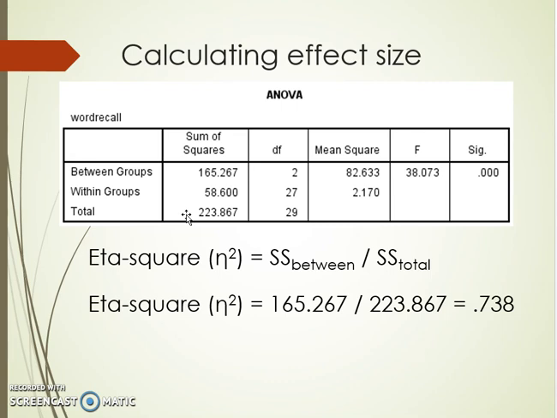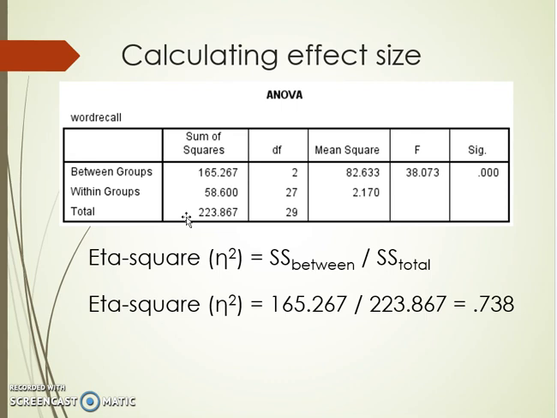Now eta squared is always going to be less than 1 because your between group sum of squares is added to the within group sum of squares to give you the total. So between group sum of squares always has to be smaller than the total, so therefore eta squared is always going to be less than 1.